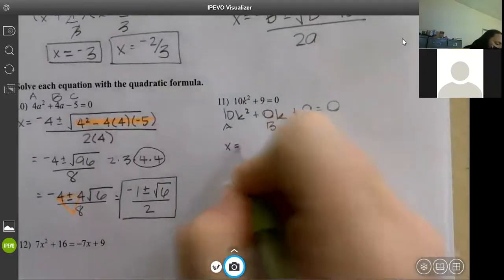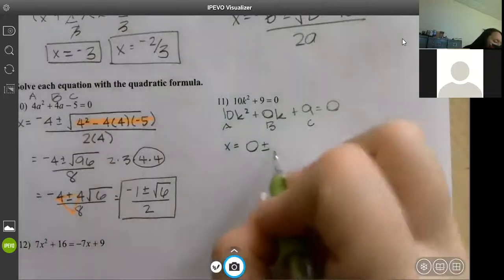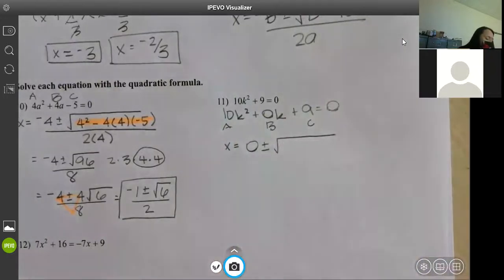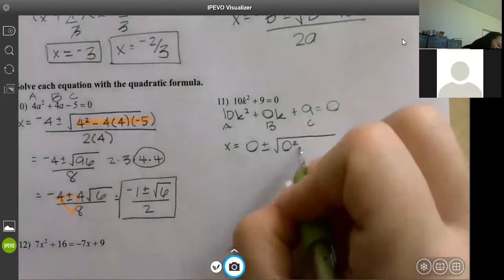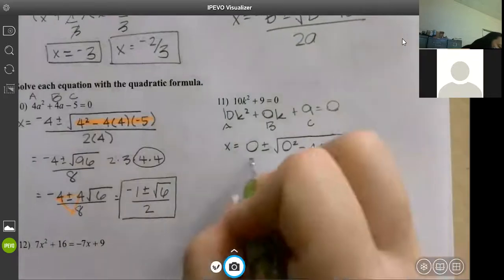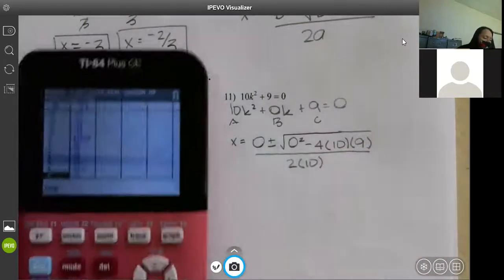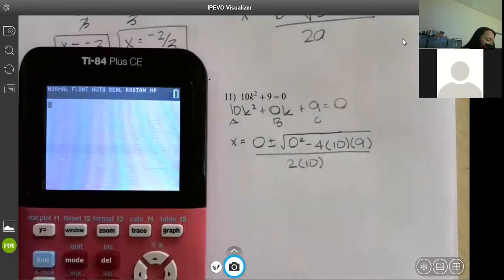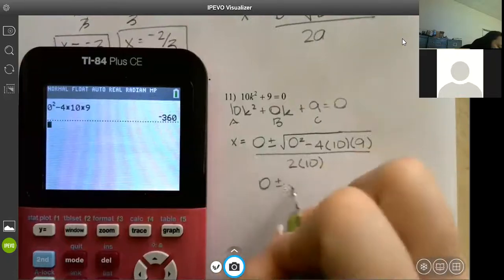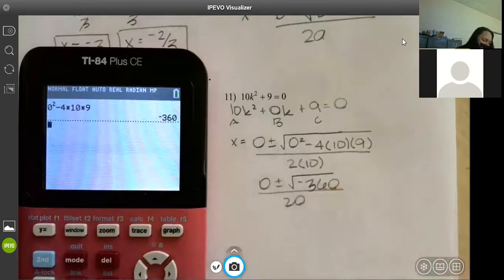X equals -b. It doesn't matter because 0 is neither positive or negative. Plus or minus big fat square root, b squared minus 4 times a times c, all over 2 times a. Do what's under the radical first. 0 squared minus 4 times 10 times 9. We get -360 over 20.